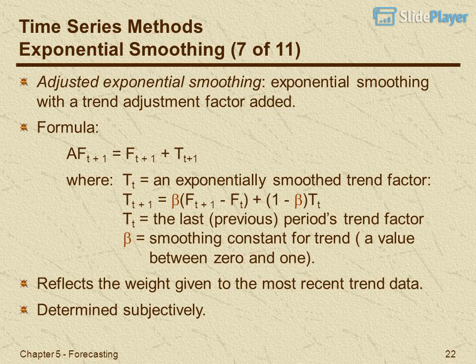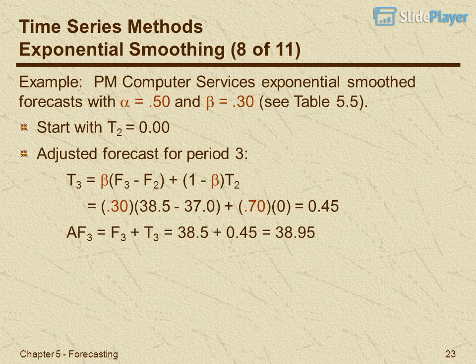Determined subjectively. Chapter 5, Forecasting. Time series methods, exponential smoothing. Example: Primary Computer Services and exponentially smoothed forecasts with alpha equals 0.50 and beta equals 0.30, see table 5.5. Start with T2 equals 0.00.